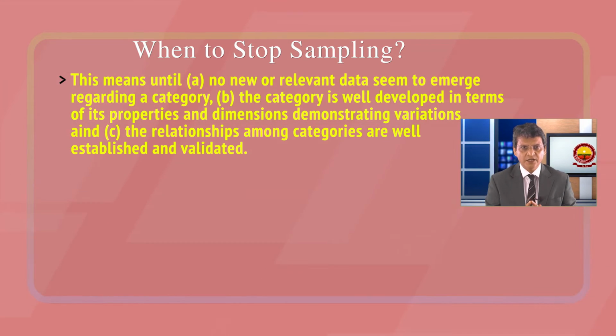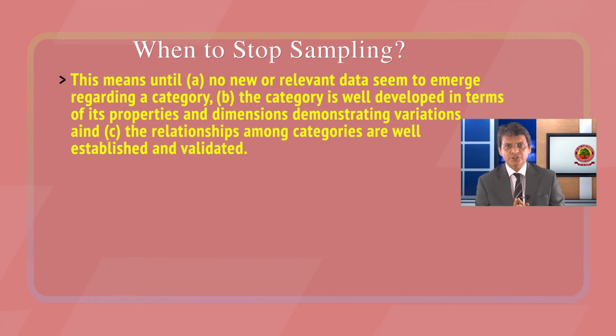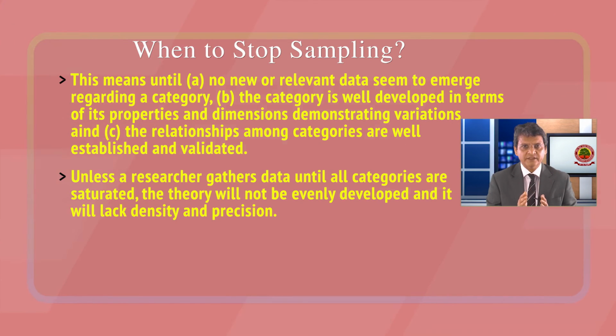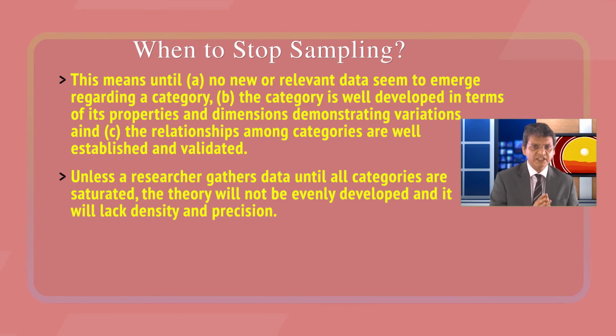This means until A. No new or relevant data seem to emerge regarding a category. B. The category is well developed in terms of its properties and dimensions, demonstrating variations. And C. The relationships among categories are well established and validated. Unless a researcher gathers data until all categories are saturated, the theory will not be evenly developed and it will lack density and precision.